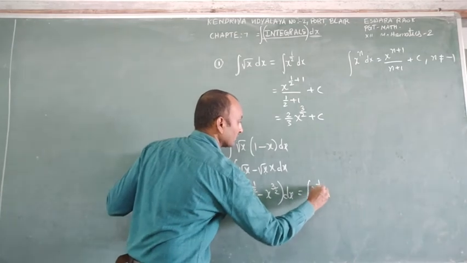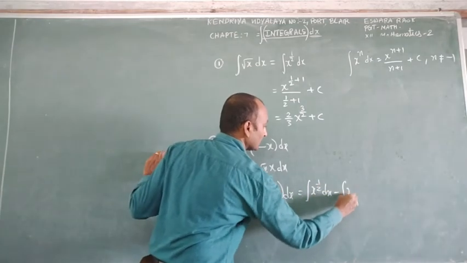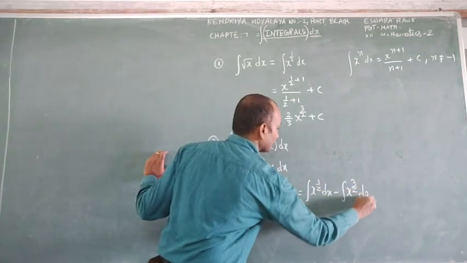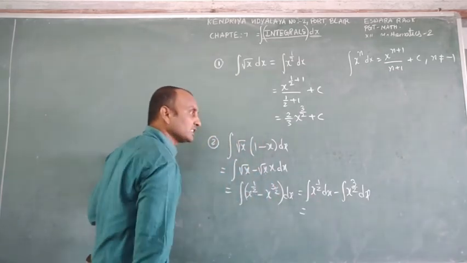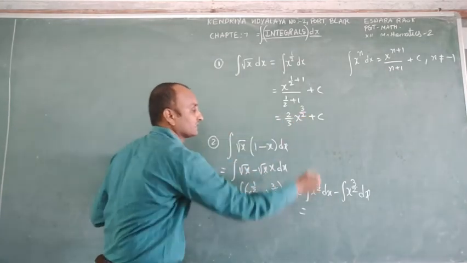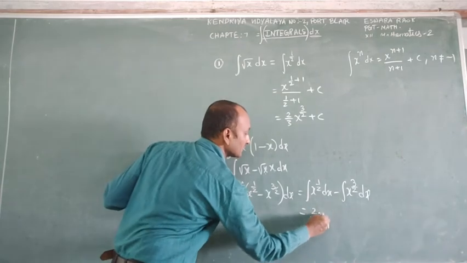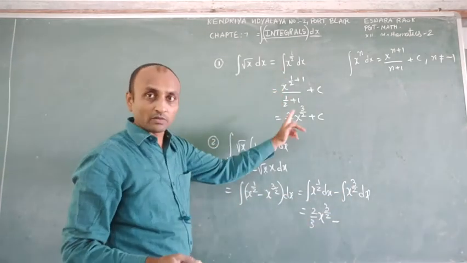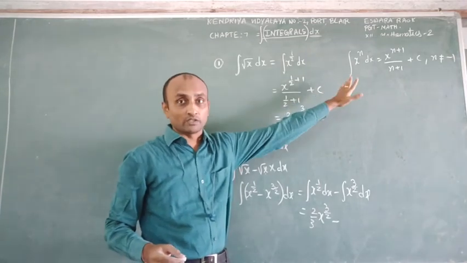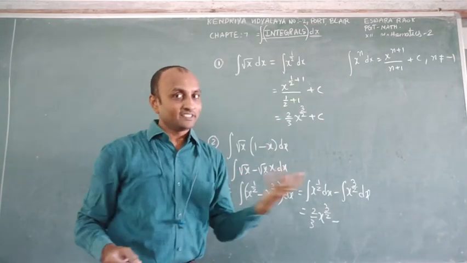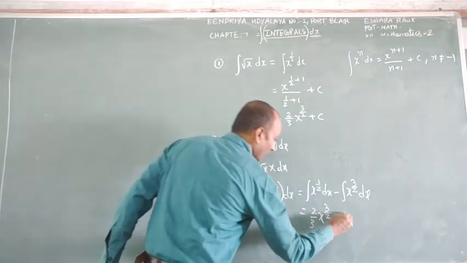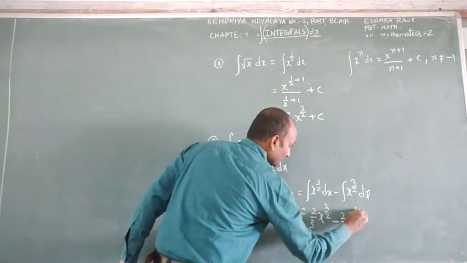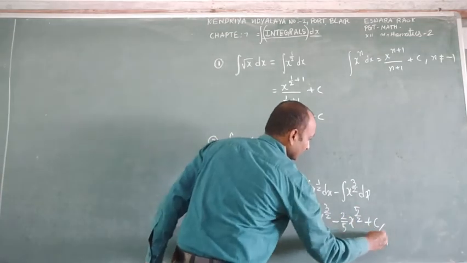Integration of x power 1 by 2 into dx minus integration of x power 3 by 2 into dx. For x power 1 by 2 integration, apply the formula the same way, you get 2 by 3 x power 3 by 2. What is the x power 3 by 2 integration? Same formula, x power n plus 1 by n plus 1. You apply that, then you will get the answer. The fruit is in your hand now. 2 by 5 x power 5 by 2 will come, plus c. Done.